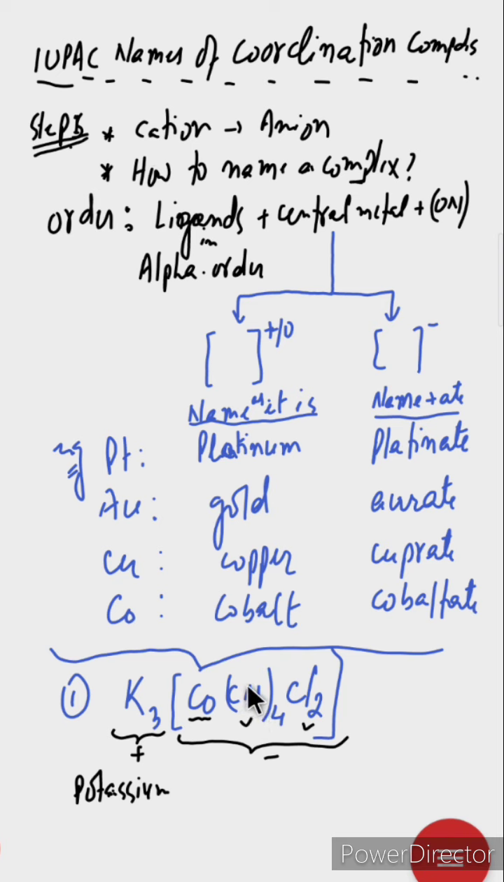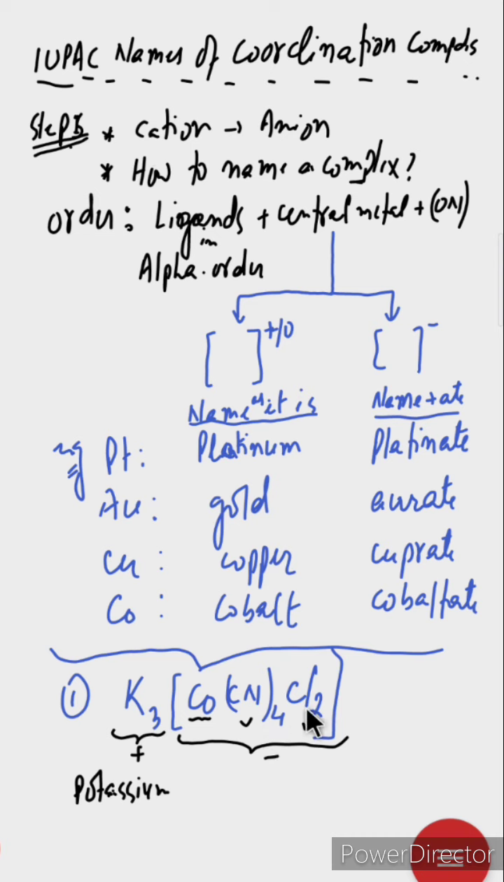CN is cyanido, and Cl is chlorido. So this must be named first. So let me name the complex now. For writing a complex name, we must name the ligands first, then the central metal, and then what? The oxidation number of the central metal. So this is the central metal, and these two are the ligands.